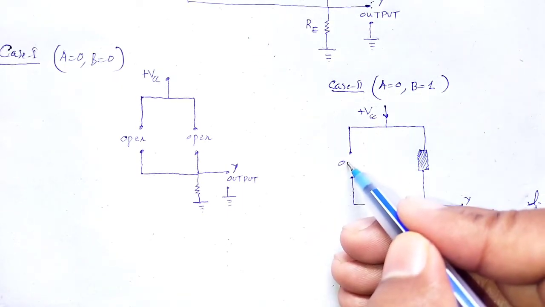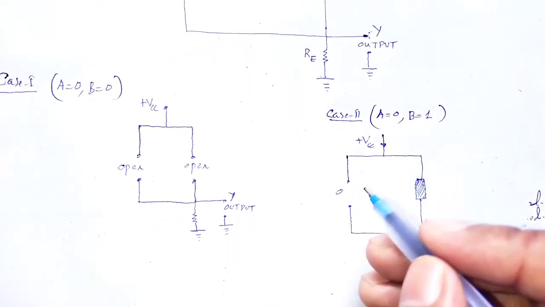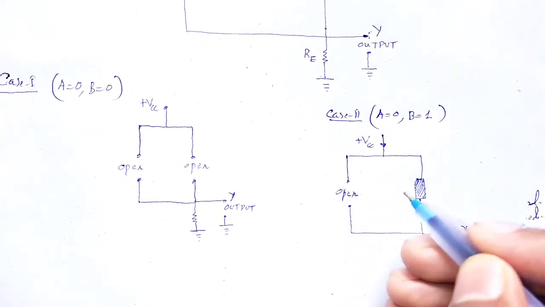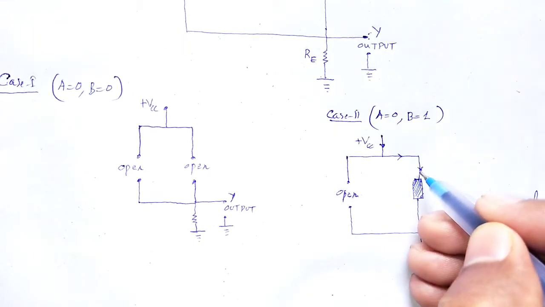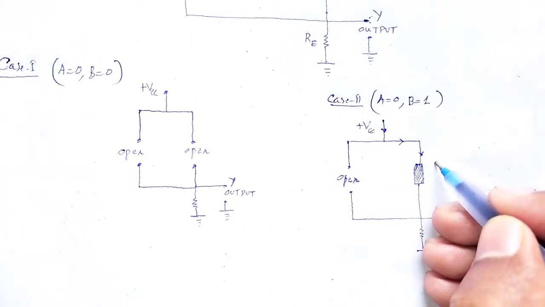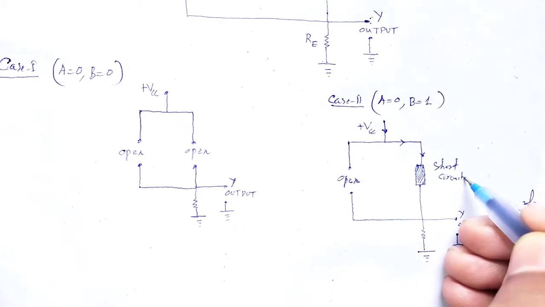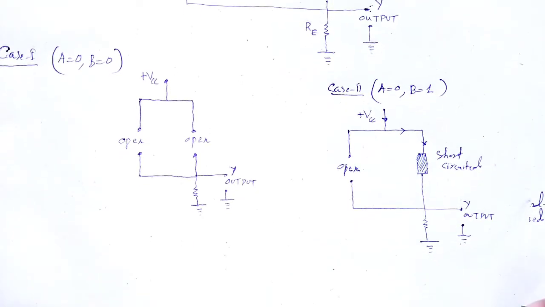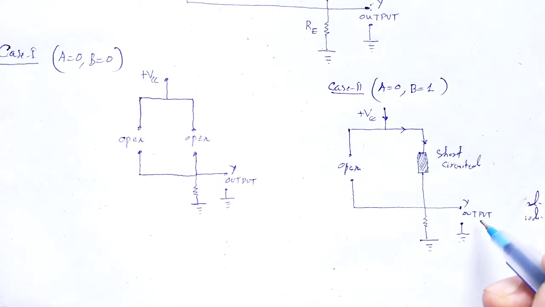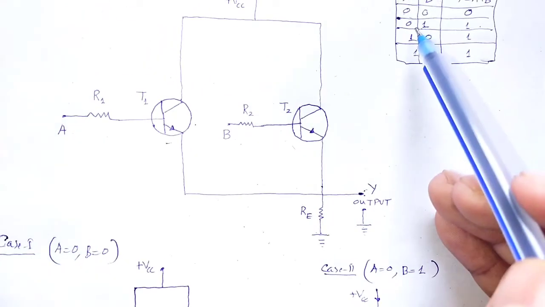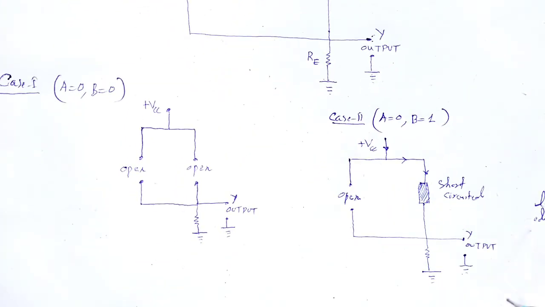Since A is equal to 0, the first transistor T1 is just like an open switch, and that section behaves like a short circuit. And the circuit is completed. So in the output we have 1. So 0 1 results in 1 at the output section.